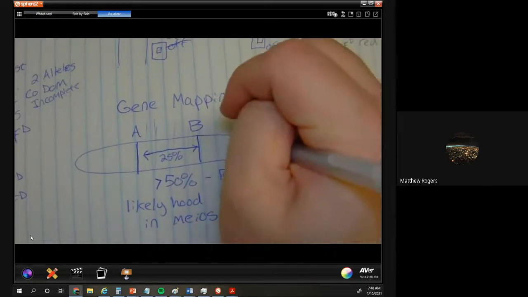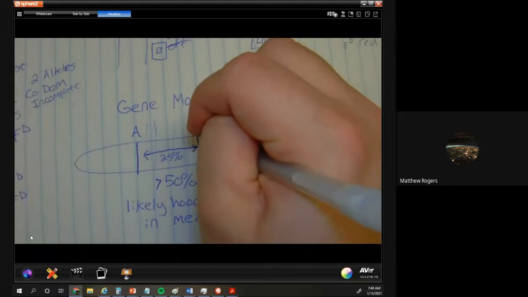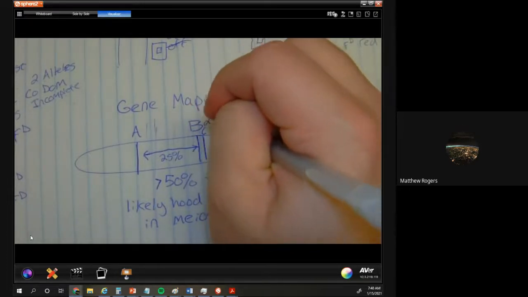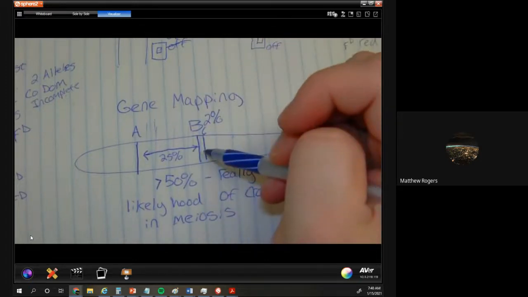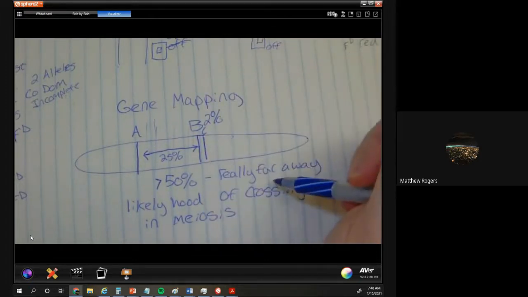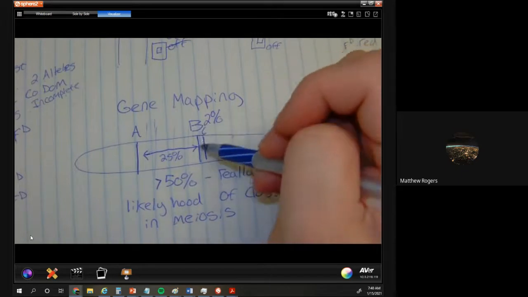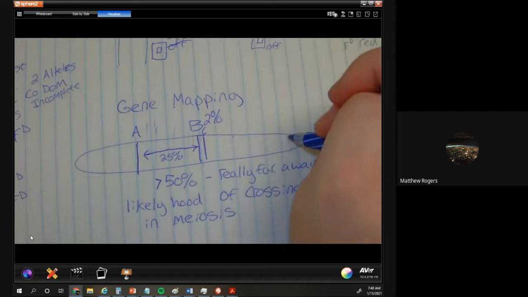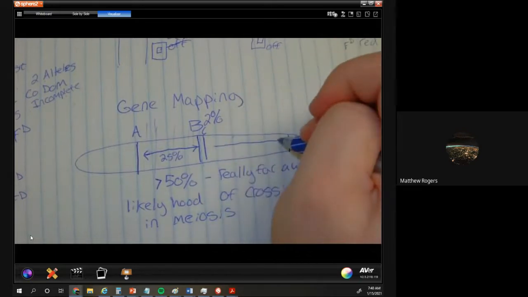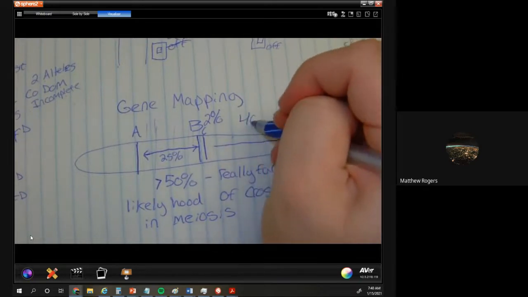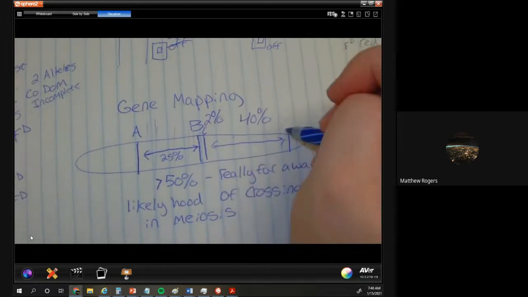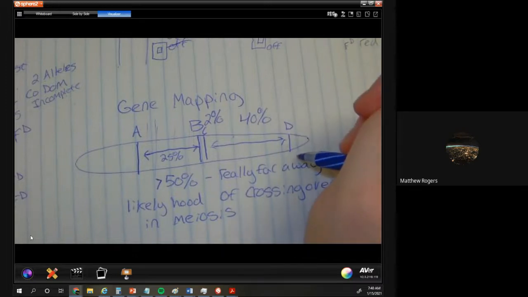Okay? If B and C are right next to each other, and we say that this difference is only 2%, we're saying there's a very low chance that these two could be separated from each other. That these two are very close. C and D, if I put D all the way over here, and this is 40% between these two, there's a 40% chance C and D will be separated if we did a crossing over event somewhere in the chromosome.